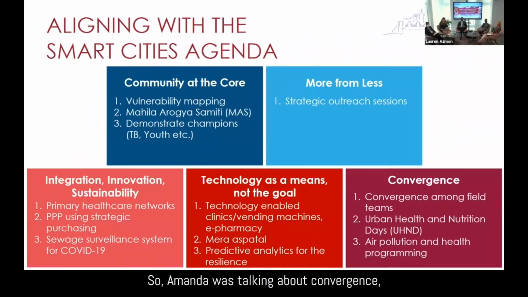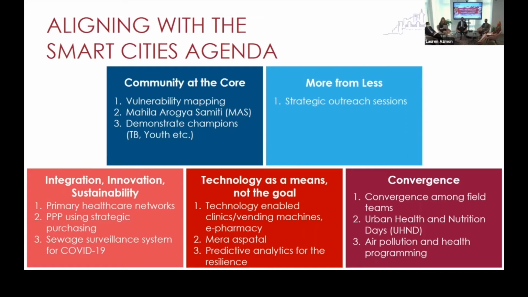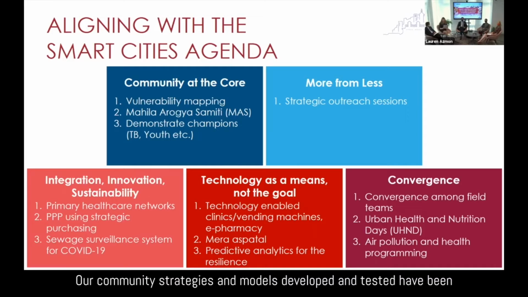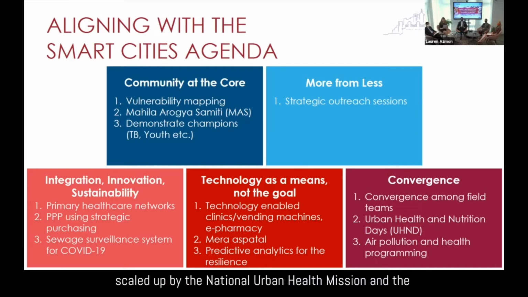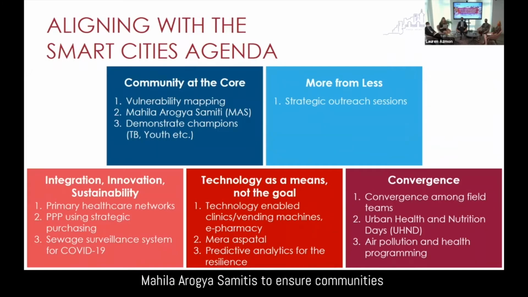So when Amanda was talking about convergence or working with the Smart Cities agenda, USAID India is already working with several of these fundamental principles. Our community strategies and models developed and tested have been scaled up by the National Urban Health Mission and the National TB Program. These are mapping vulnerable populations and vulnerabilities to better target interventions, empowering community groups to ensure communities are taking charge of their health, and also our TB and youth champions to ensure ground level change agents to eliminate TB among the urban poor.